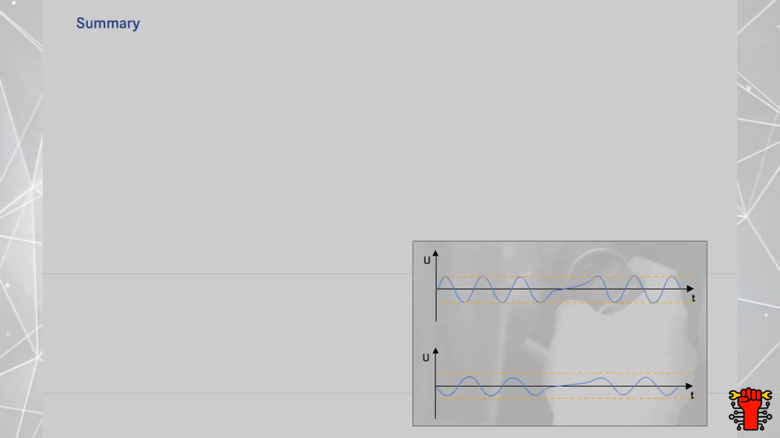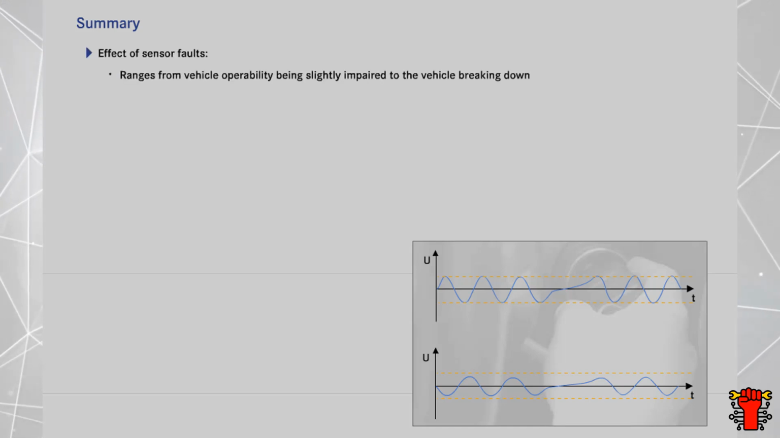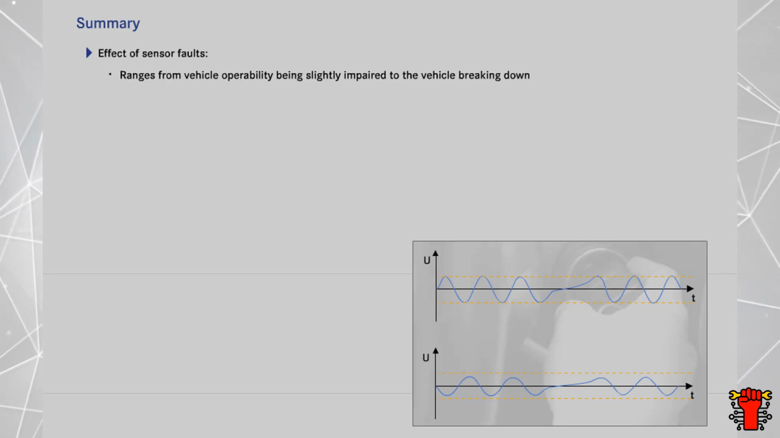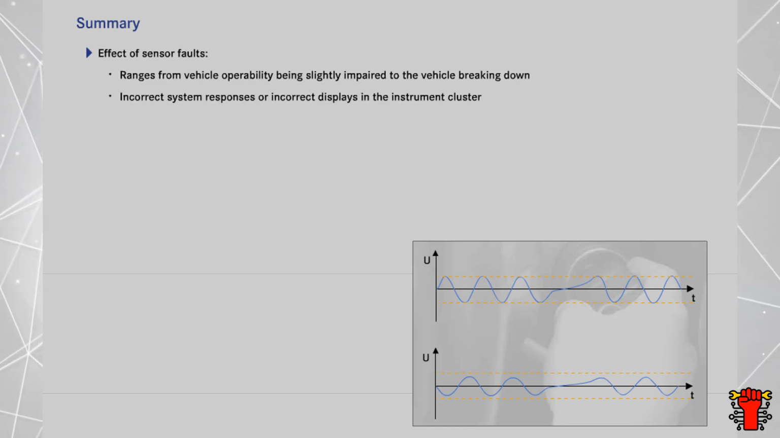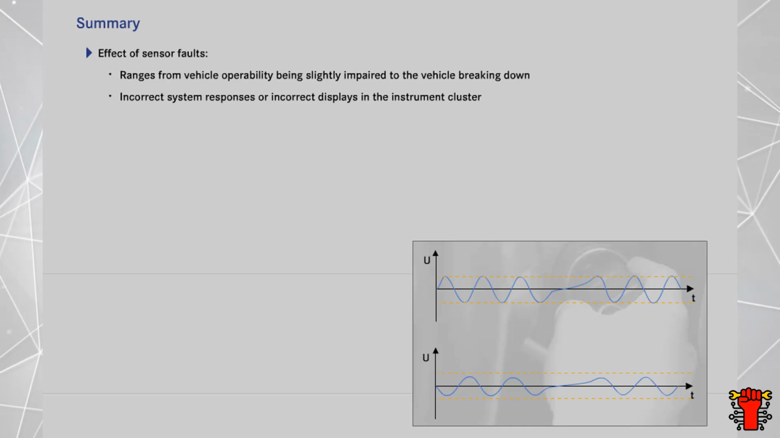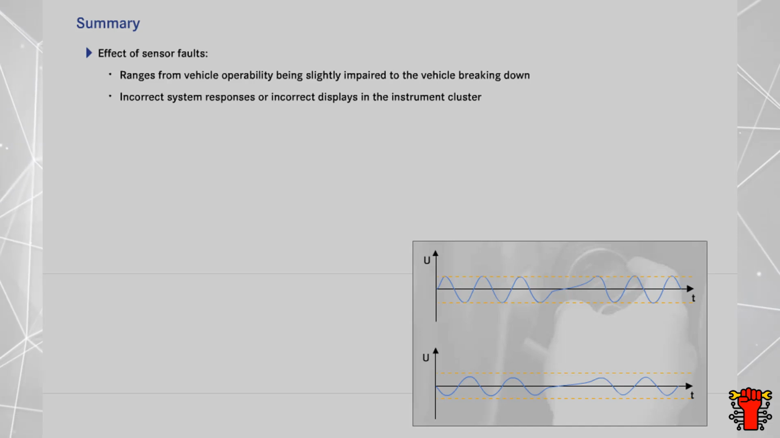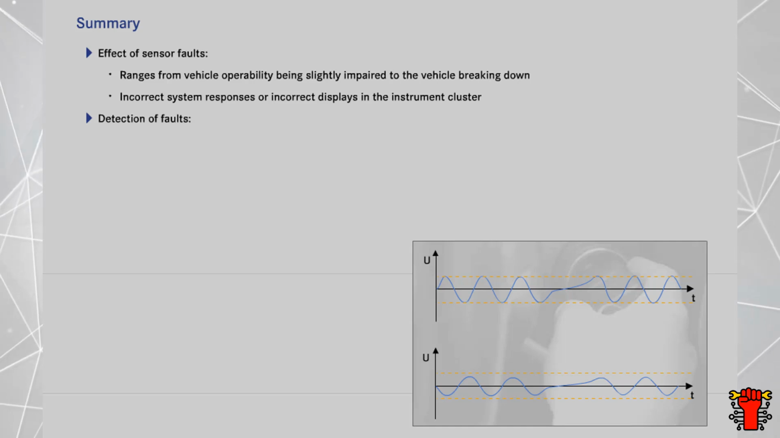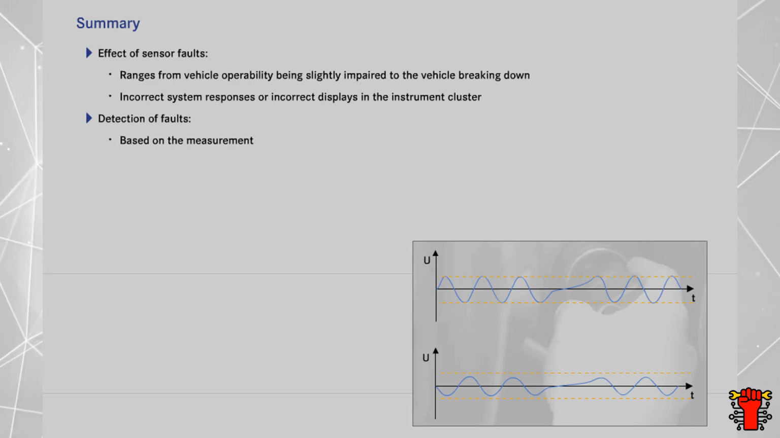Let's summarize the main points again. When a sensor fails, the control module cannot detect a physical variable. The consequences of this range from slight impairment of vehicle operability to vehicle breakdown. Incorrect measurements also indicate there is a fault and can result in incorrect system responses or incorrect displays in the instrument cluster. Control modules can sometimes detect a sensor failure based on the measurements registered by the sensor.